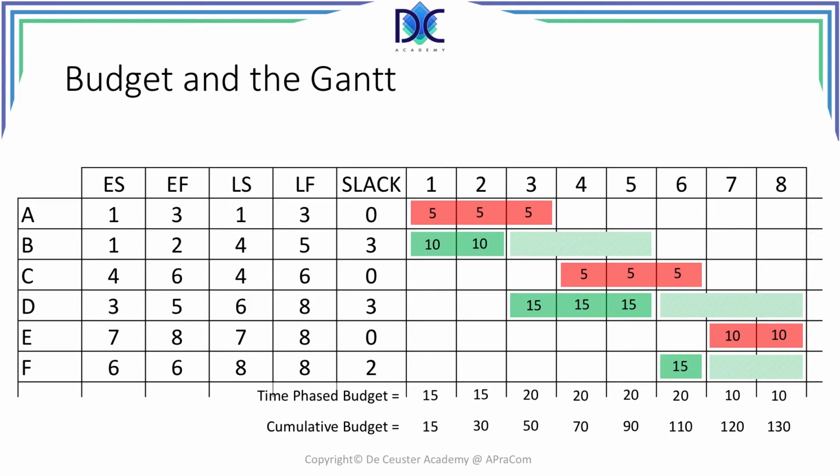So period 1 has a total cost of 15, period 2 also 15, period 3, 4, 5 and 6 of 20, and period 7 and 8, 10. Now we add 15 to the previous period, we get 30. We do that for all the periods, and in period 8 we see that the cumulative budget is 130.